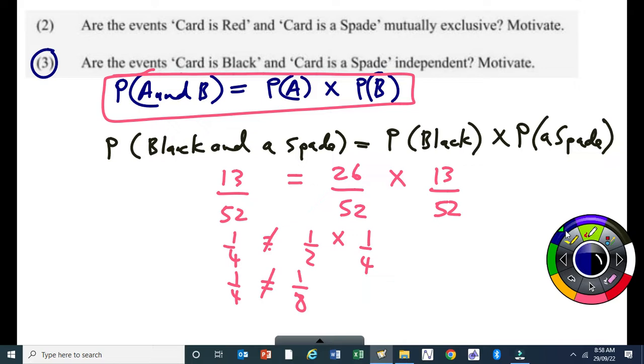Use common sense. Okay, therefore the 2 events are not independent. It means they are dependent events. Okay? They are dependent. The 2 events are not independent.